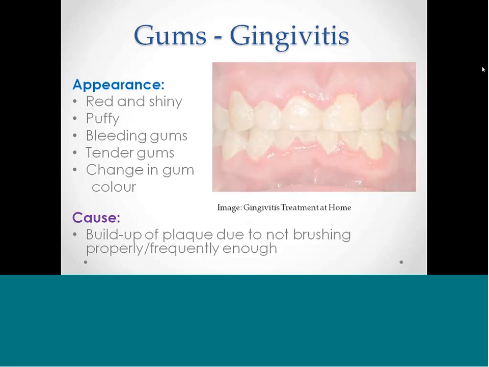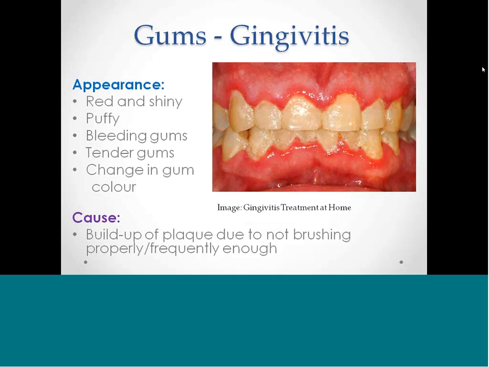Image 3. This is a photo of someone with severe gingivitis. The gums are extremely inflamed and puffy. This person's gums are probably very sore and tender to touch. While brushing and flossing this person's teeth, there will be a significant amount of bleeding.